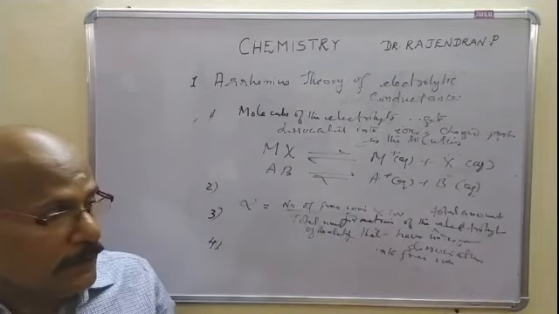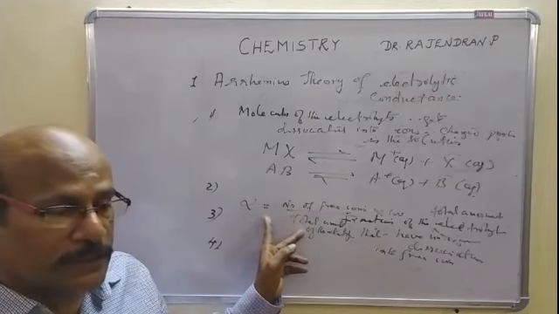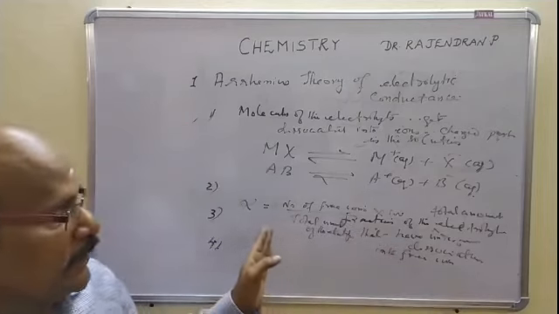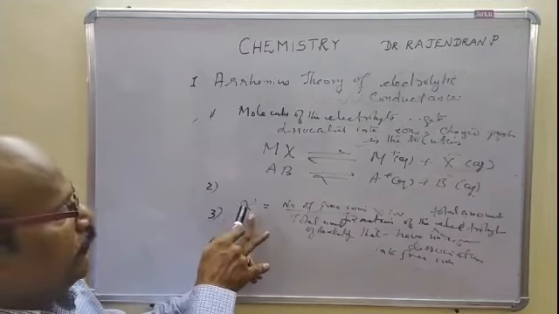And the electrical conductivity of the electrolyte solution depends on the number of free ions present in the solution. That is explained by a parameter called alpha.